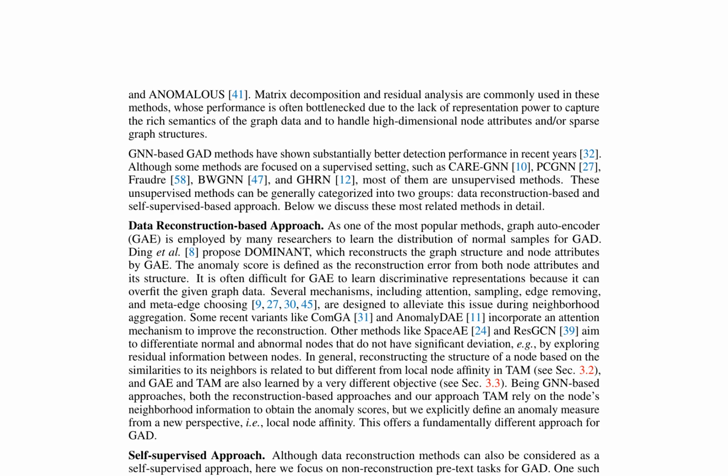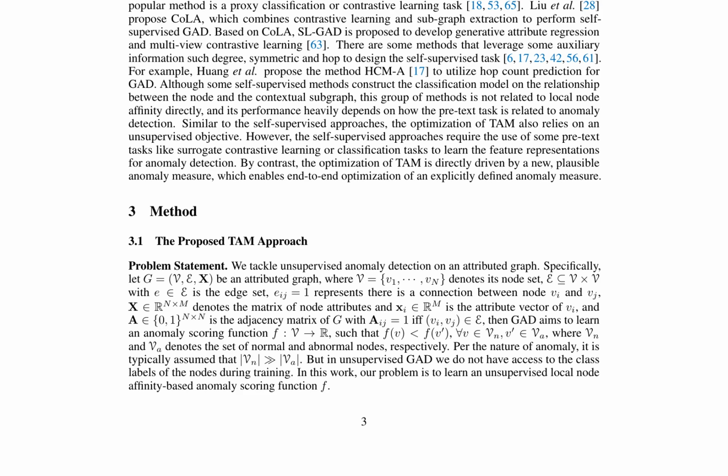Recent variants, such as ComGA and AnomalyDAE, incorporate attention mechanisms to improve reconstruction. Other methods, like SpaceAE and ResGCN, aim to differentiate normal and abnormal nodes by exploring residual information between nodes.